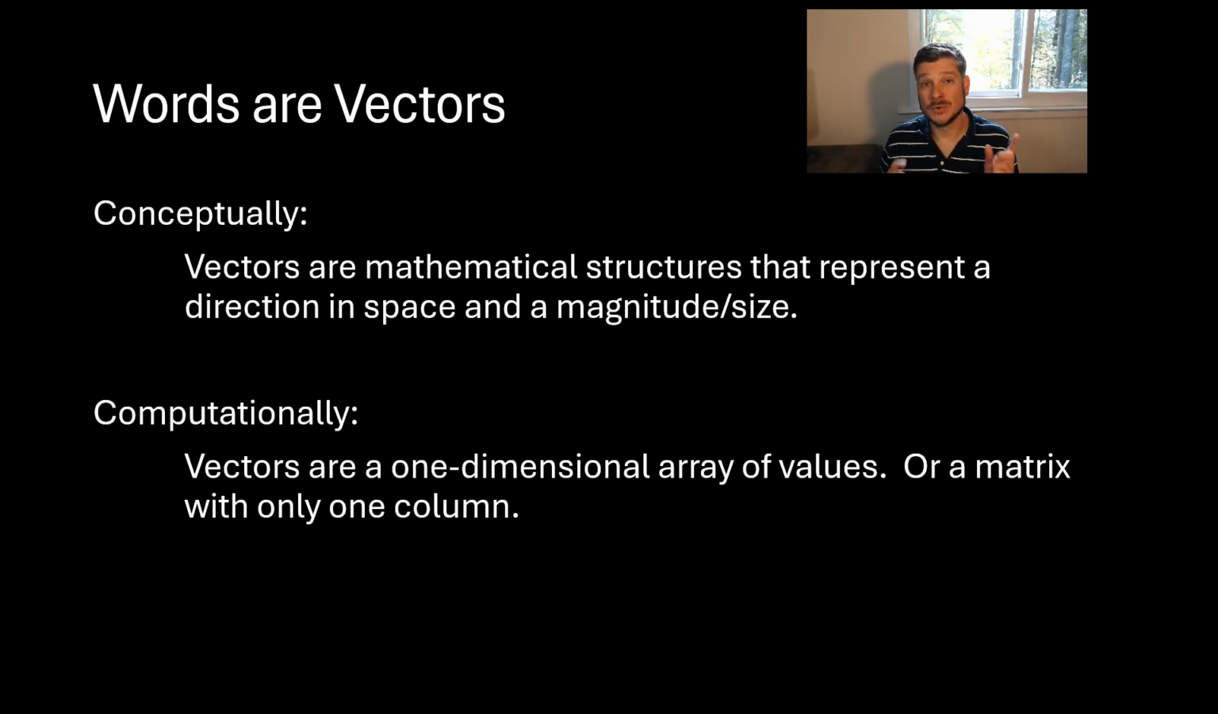Now, to recap vectors, remember, conceptually, vectors are these mathematical structures that represent a direction in space and a size. Now, we usually visualize these with arrows because it just makes sense to have an arrow that's pointing somewhere in space that gives us a direction, and then depending on how long we make that arrow, that gives us our size. Now, computationally, the way we use vectors with any sort of computer science is that we consider vectors as a one-dimensional array of values. Or we can think about it as a matrix with just one column.